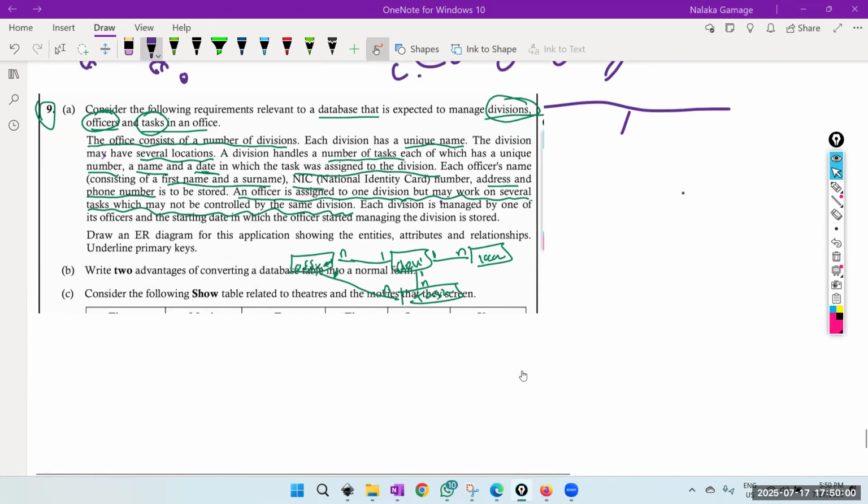I will start with division. You need to add some important attributes, especially identifiers, right? You can see: draw an ER diagram for the application showing entities, attributes, and relationships, underlining primary keys. Usually we don't use the word primary key in an analysis diagram. So that is another confusion I'm having with this question.